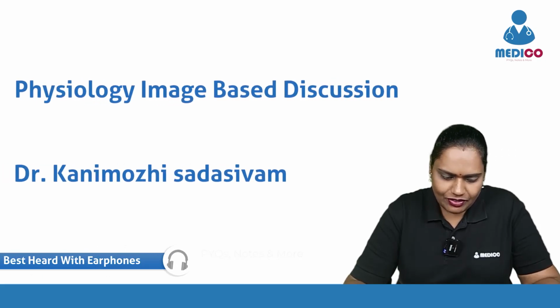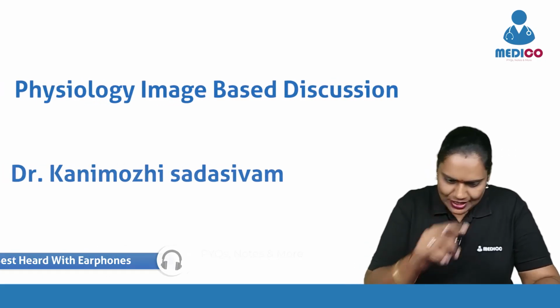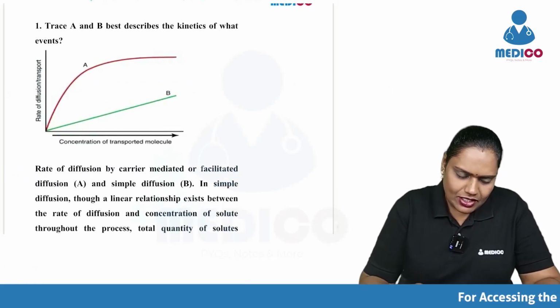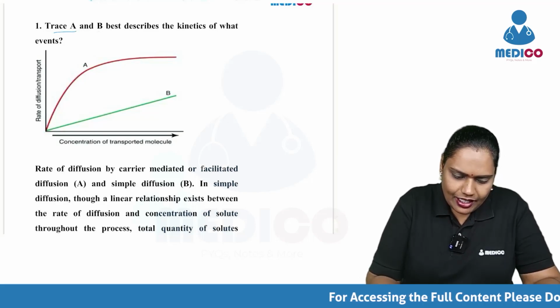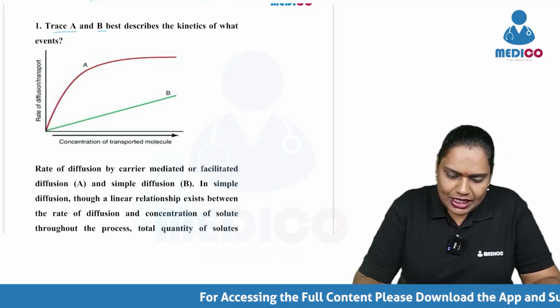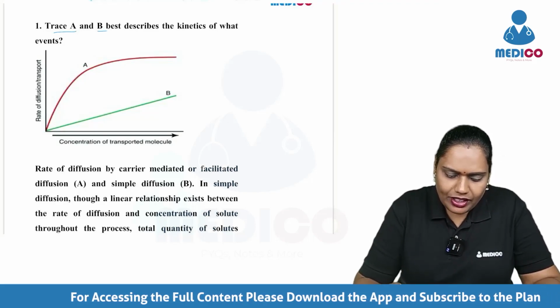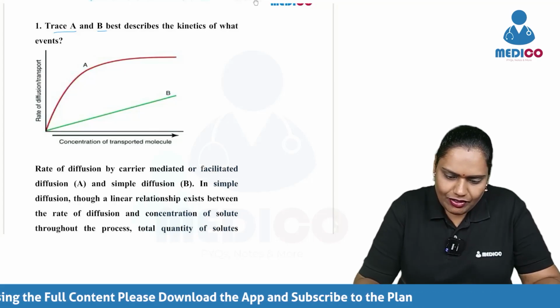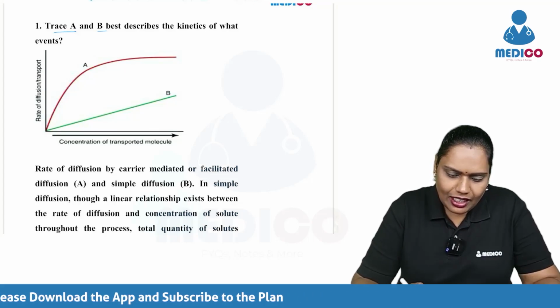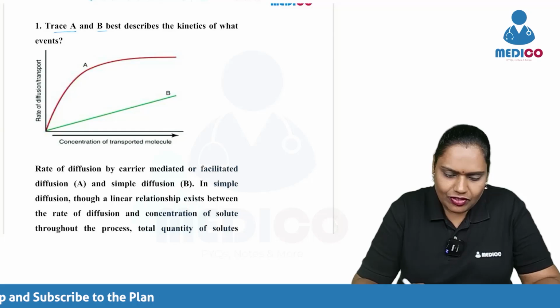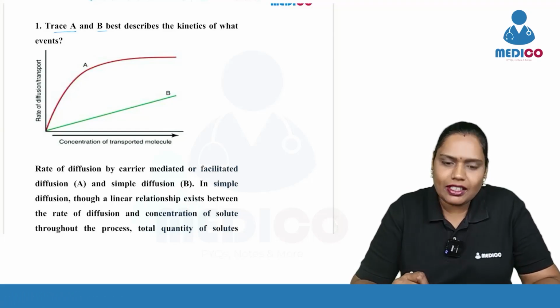So we have here a first image, where you can see what they are asking. Trace A and trace B: best describe the kinetics of what events. So what they are asking is, we have two traces A and B, and they are asking what type of transport is happening in A and what type of transport is happening in B.